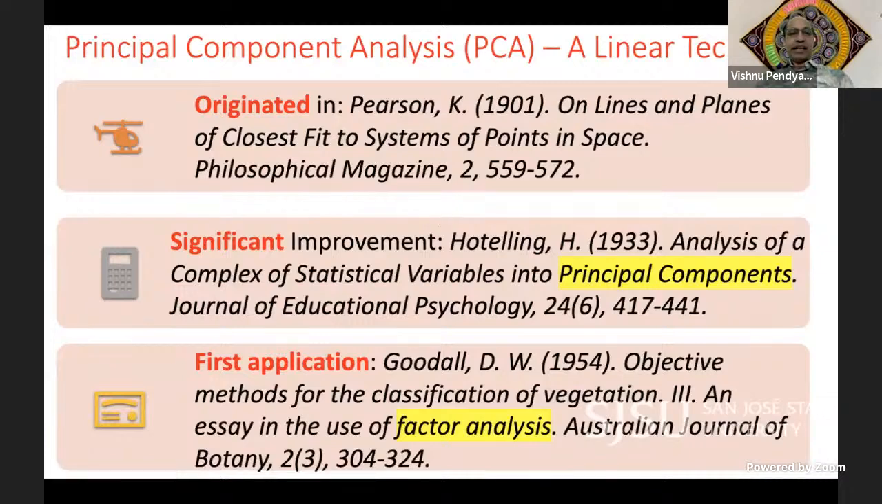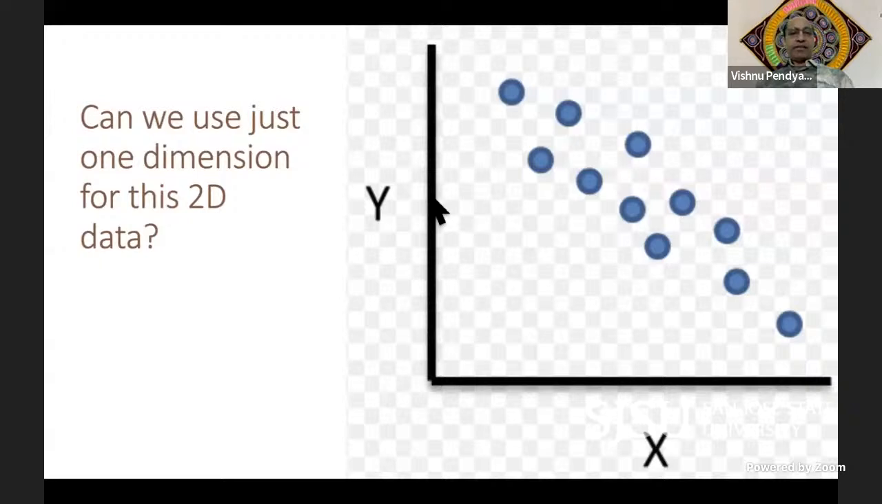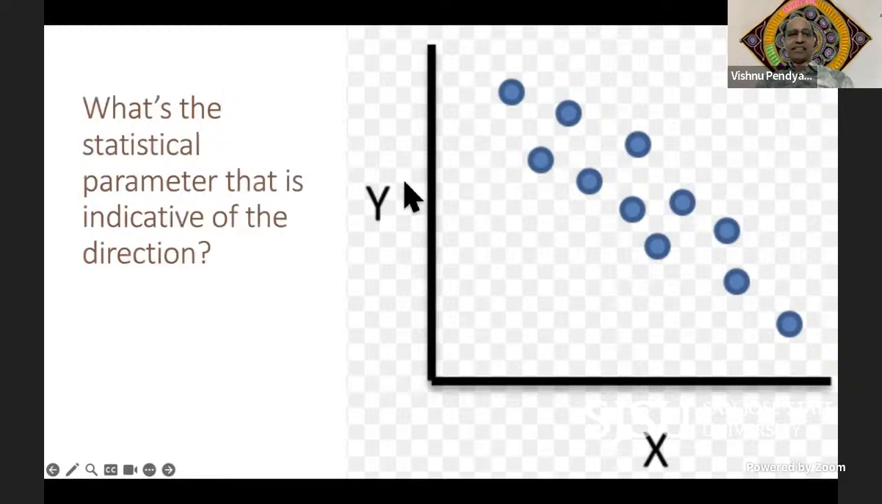So that is a little bit of history on PCA. Now, more intuition. Can we use just one dimension for this two-dimensional data? So obviously, yes, because that's the whole idea of dimensionality reduction. But what is the direction? Which direction does this data like the most? Obviously, not the y-axis, not the x-axis, but a line in this direction. Now, the question is, how do you find that direction? How do you find this synthetic dimension is what principal component analysis addresses.